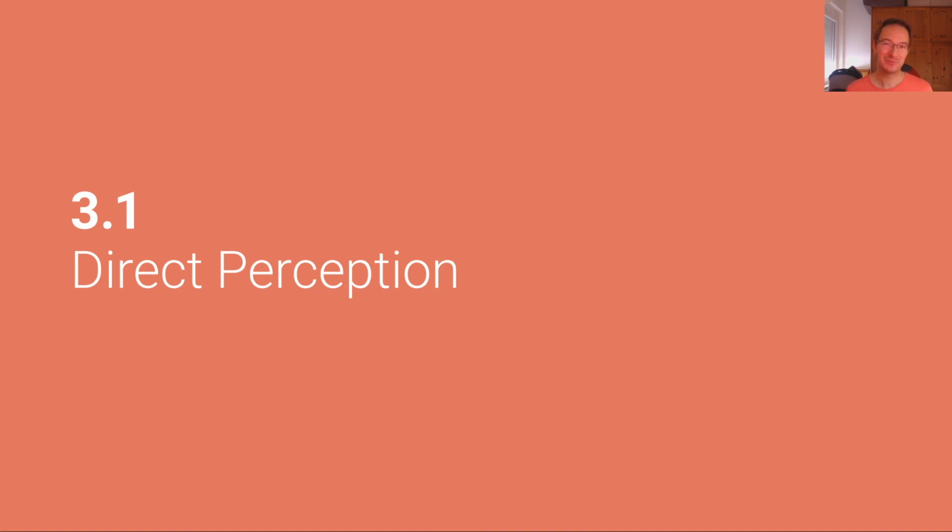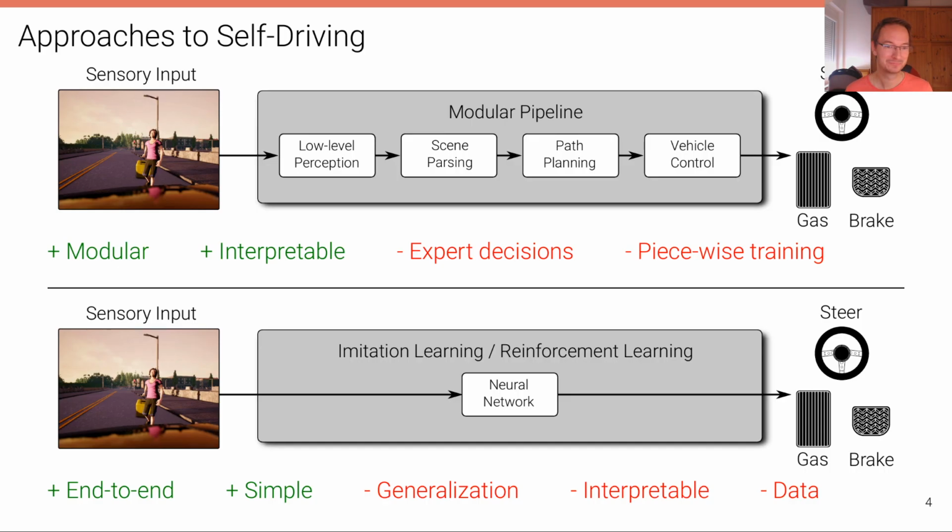Let's jump right into the first topic, which is direct perception. We've seen two approaches to self-driving so far. One is the modular pipeline, which we're going to talk about more in the second half of this lecture. The modular pipeline is composed of different modules, for example, low-level perception, scene parsing, path planning, and vehicle control. And the advantage of a modular pipeline, as it is mostly used in industry, is, well, that it's modular. It can be developed by many different large teams independently, one team per module.